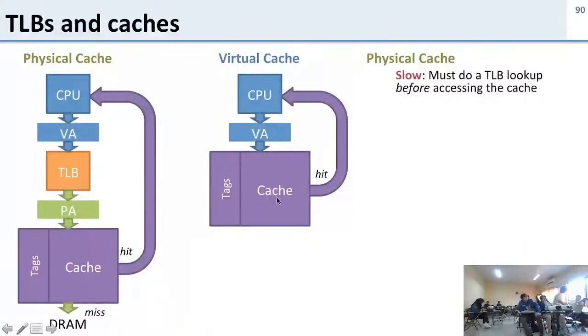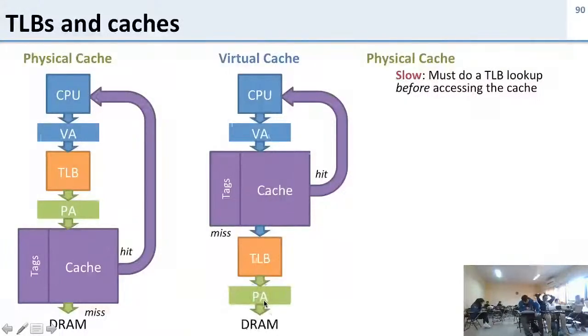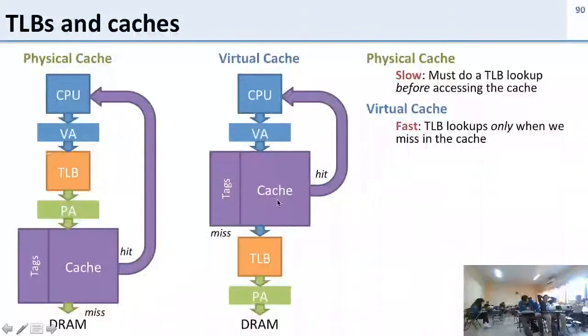Now if we miss in the cache, we've got to go to DRAM, and DRAM uses physical addresses. So if we have a miss, then we're going to go to the TLB, translate to a physical address, and go to DRAM. So the virtual cache is fast. We only have to do a TLB lookup when we miss in the cache, and we know if we miss in the cache, it's going to take a long time to go to DRAM anyways, so this sounds like the right way to do it.